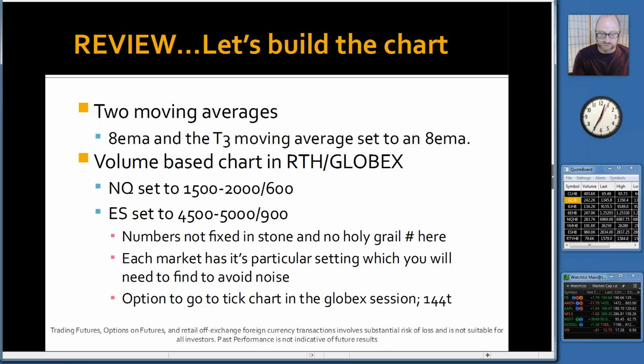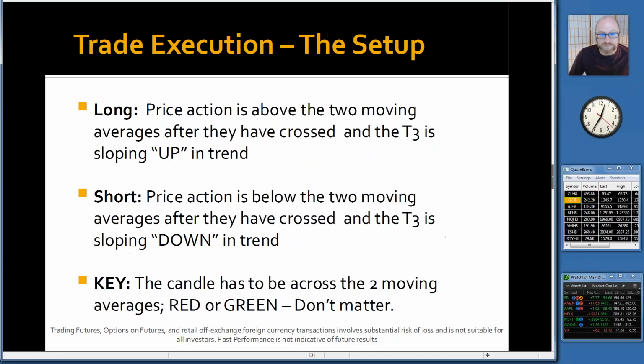All right, now there is always an option for traders at night to go to a tick chart in the Globex session. For instance, you can go to a fib number, 144 ticks, which is a little bit better because you're not depending on the number of shares, because the number of shares can take all night, versus the tick is just simply the number of trades that took place, which might be more reflective of a Globex session.